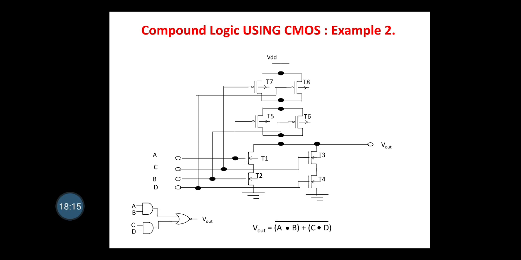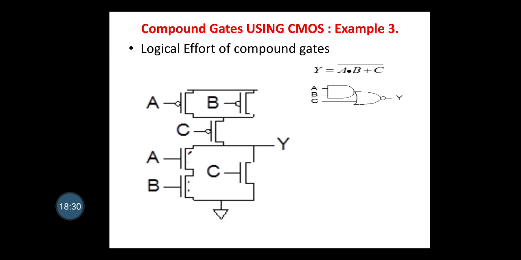Next equation, A and B plus C and D the whole bar. So here the logic diagram of this compound logic gate using CMOS is shown. Next, A and B plus C the whole bar is also shown here. Whenever there is an AND connection for NMOS you have to do series connection, and for OR with NMOS you have to do parallel connection, exactly opposite to that in PMOS. So if you are doing the connection with PMOS, then if there is an AND you have to do parallel connection, and if there is an OR you have to do series connection.